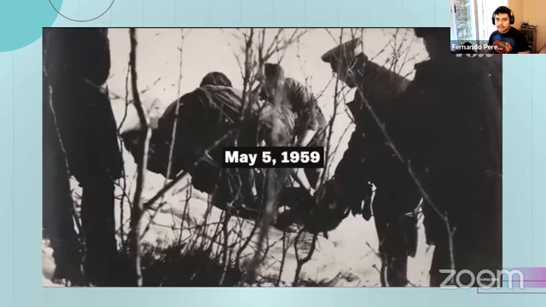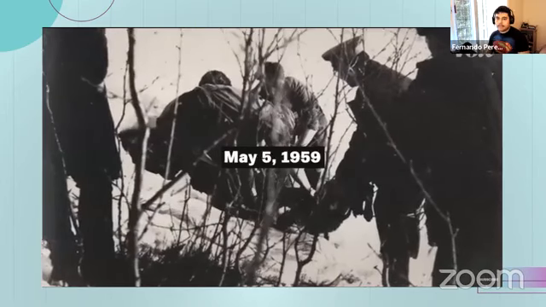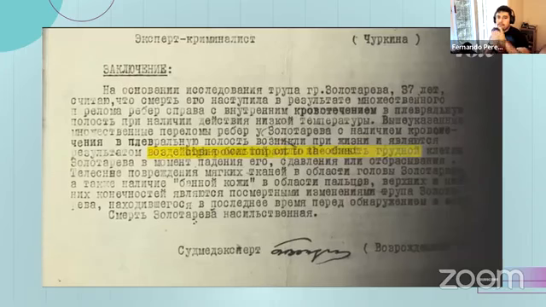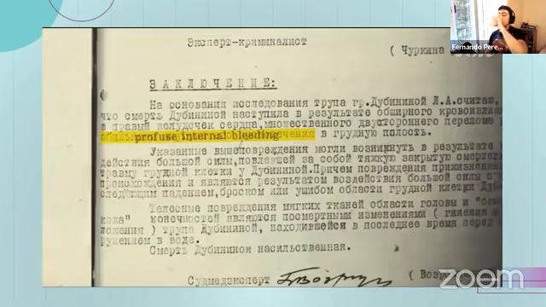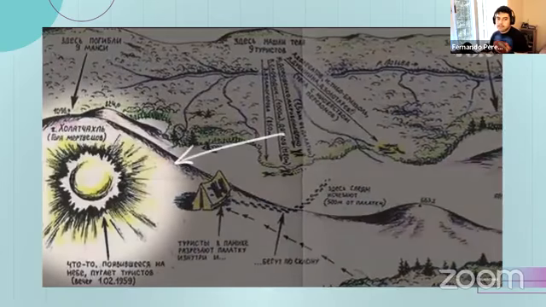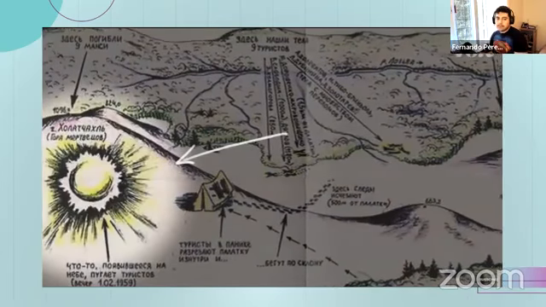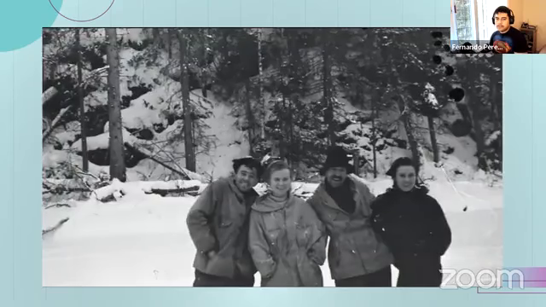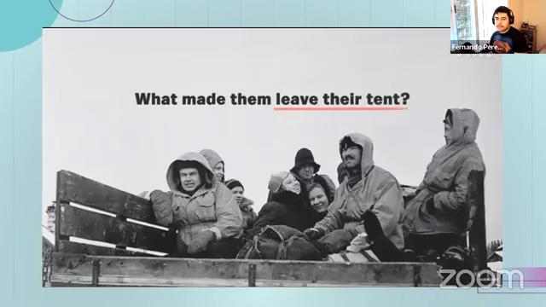It would take another 2 months to locate the rest of the group, all of them dead, their autopsies revealing severe internal injuries that were hard to explain. Dozens of theories, from alien encounters to government cover-ups, have developed ever since. But basically every theory tries to answer the same question. What made them leave their tent in the first place?